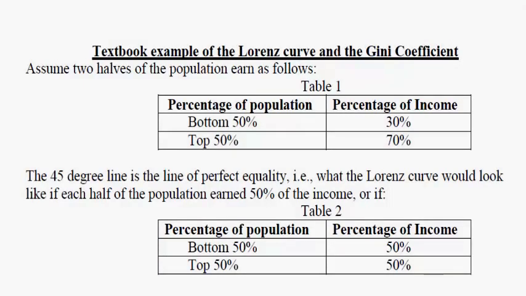A simple example of the Lorenz curve and the Gini coefficient. In this example, I'm going to divide the population into 2 groups, the rich half and the poor half. So here in table 1, I have the bottom 50% of the population, and I say the bottom 50% earns 30% of the income. That leaves the top 50% with 70% of the income.